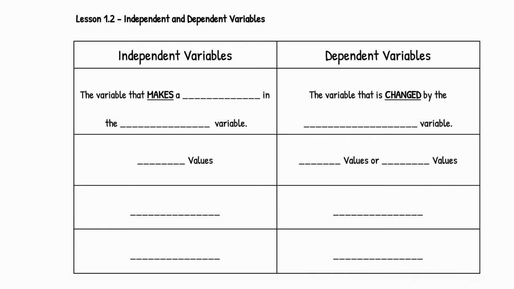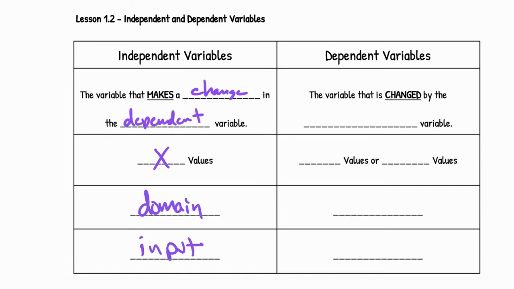Start by defining the independent variables. An independent variable is a variable that makes a change in the dependent. In other words, it causes the change. The independent variables are also the x values when you look at a table, or the domain, or the inputs. We have all these names for it.